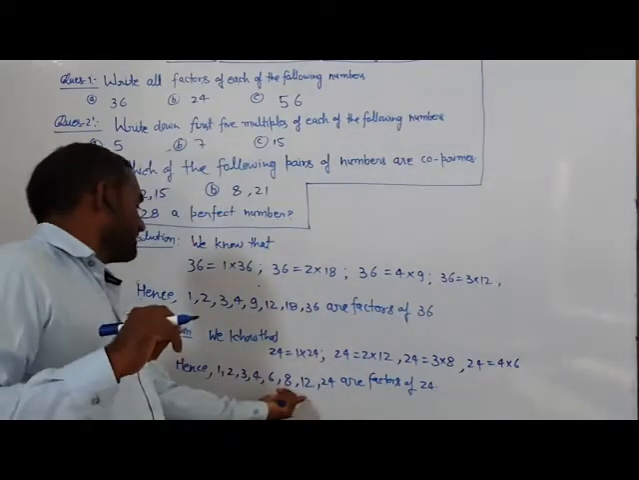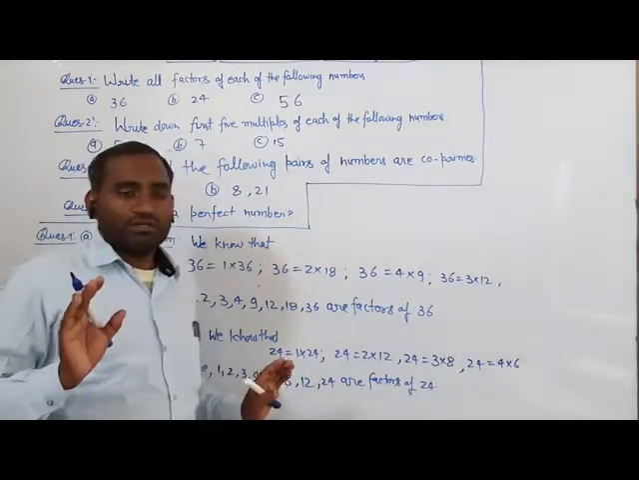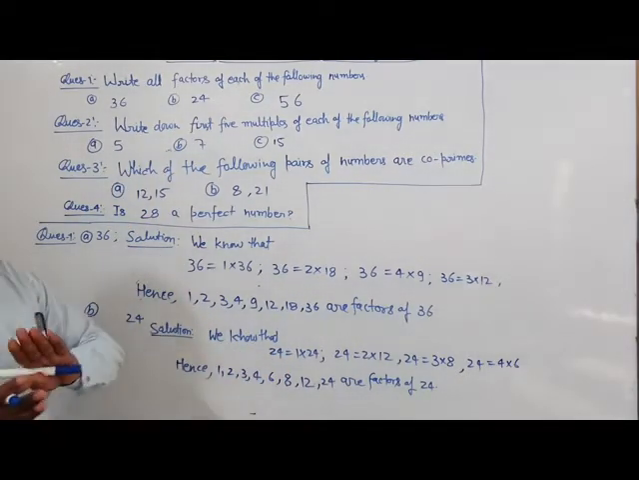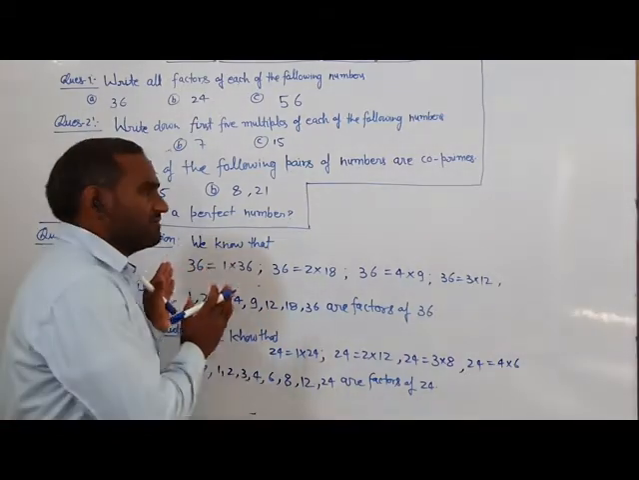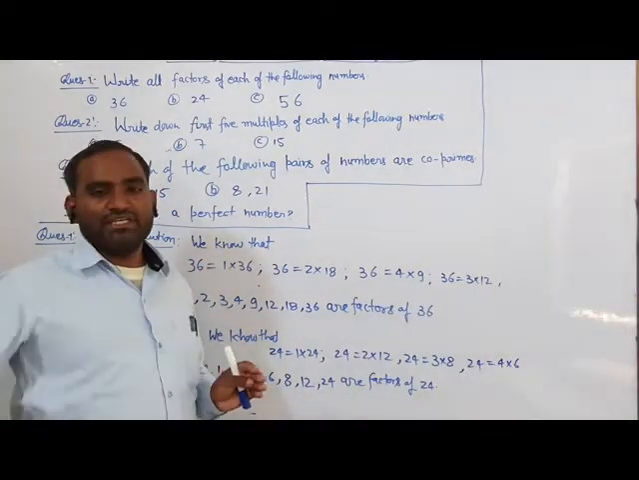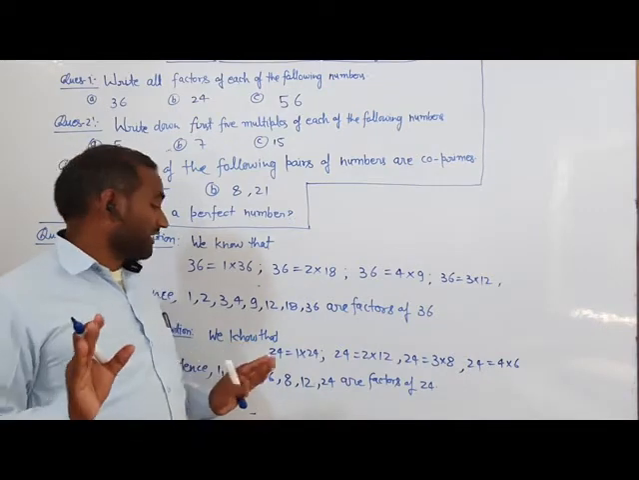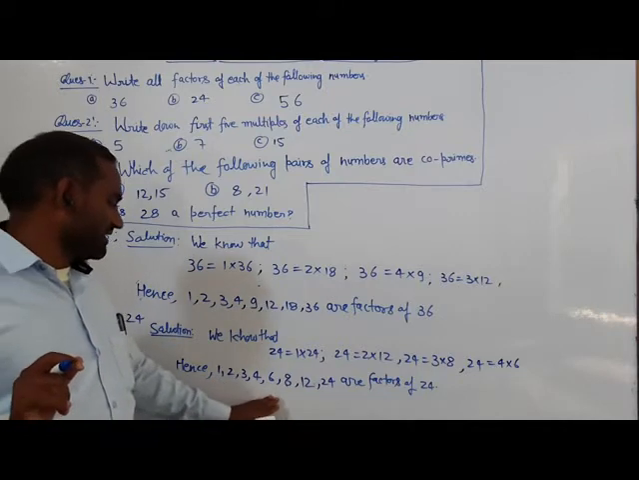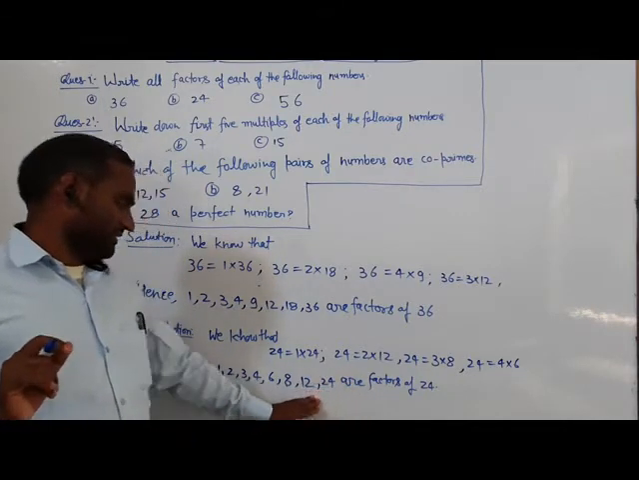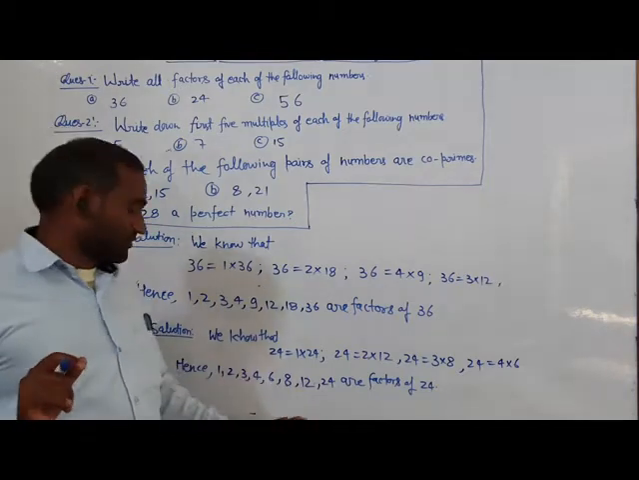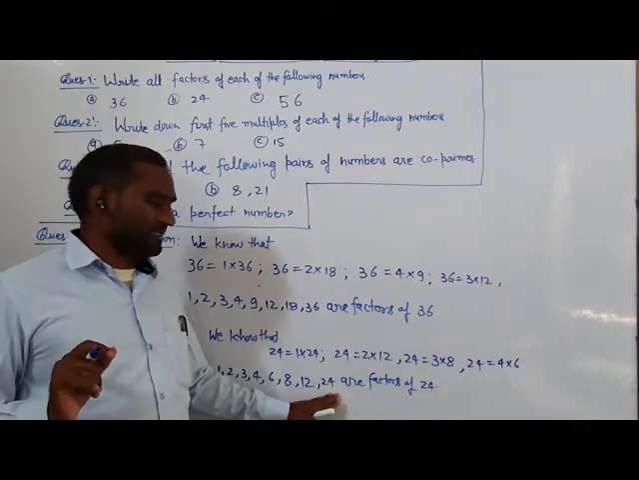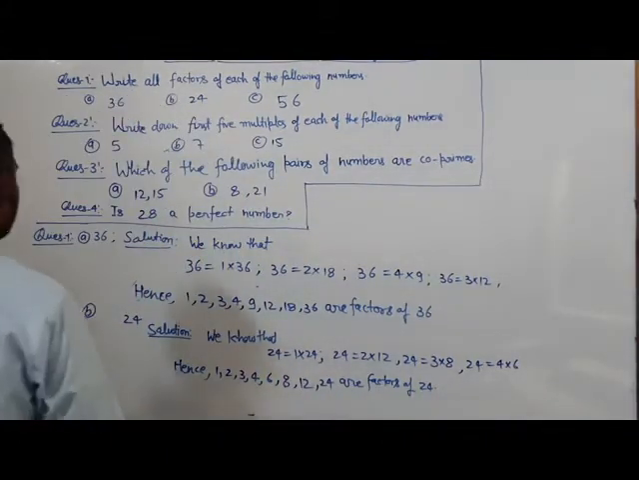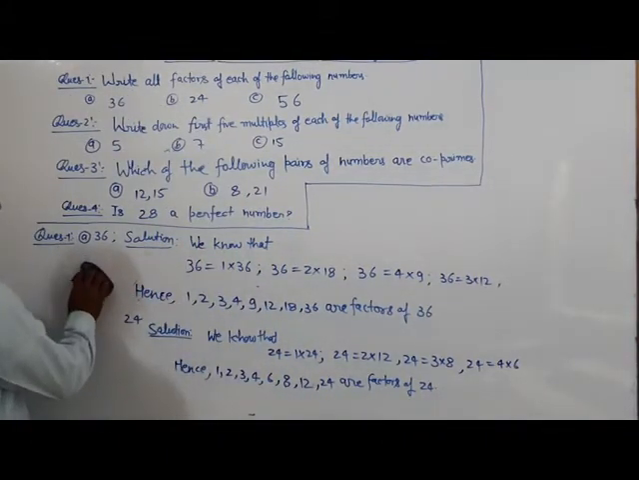All these numbers divide 24 completely. The numbers which divide another number completely are known as the factors of that number. So here we see that 1, 2, 3, 4, 6, 8, 12, 24 divide 24 completely. So these are the factors of 24. Factors of any number divide that number completely.